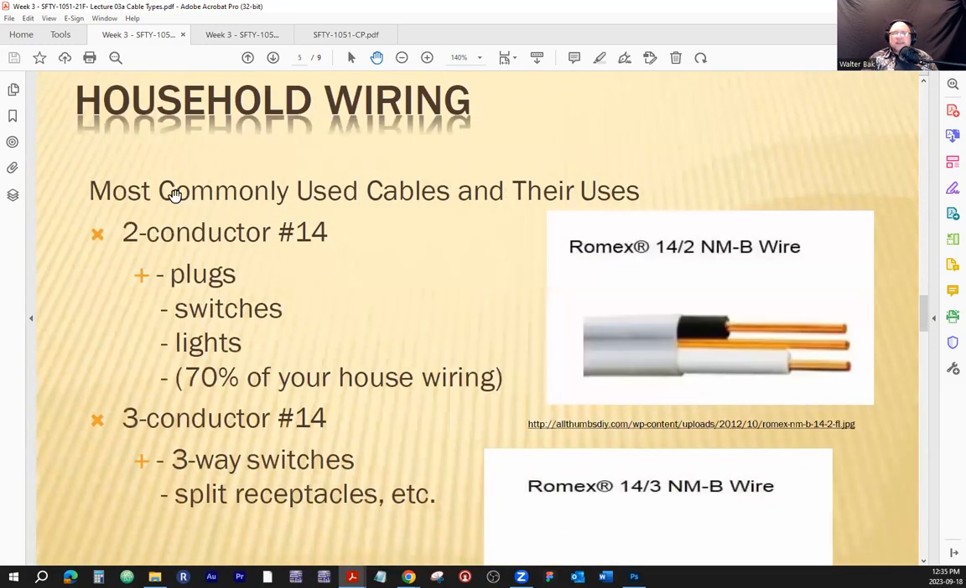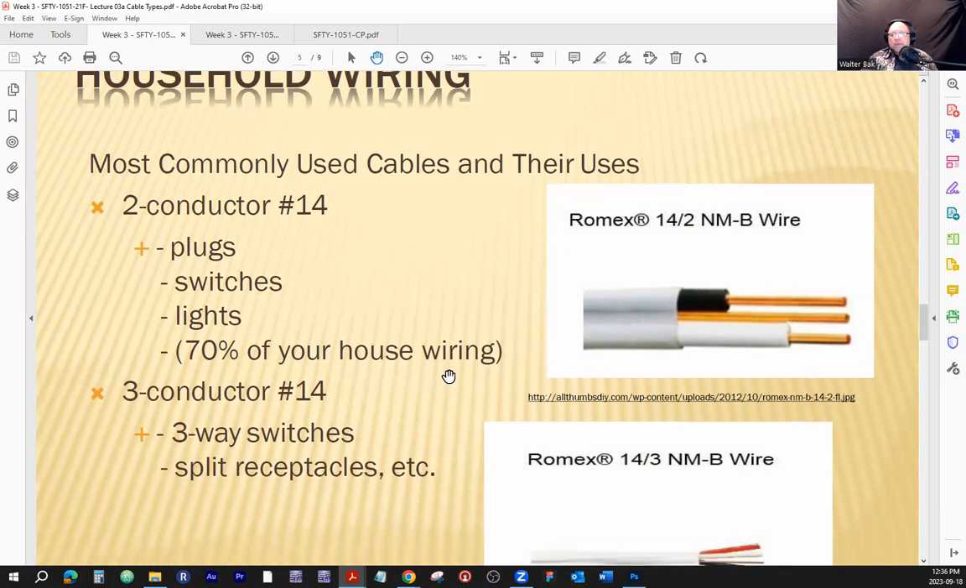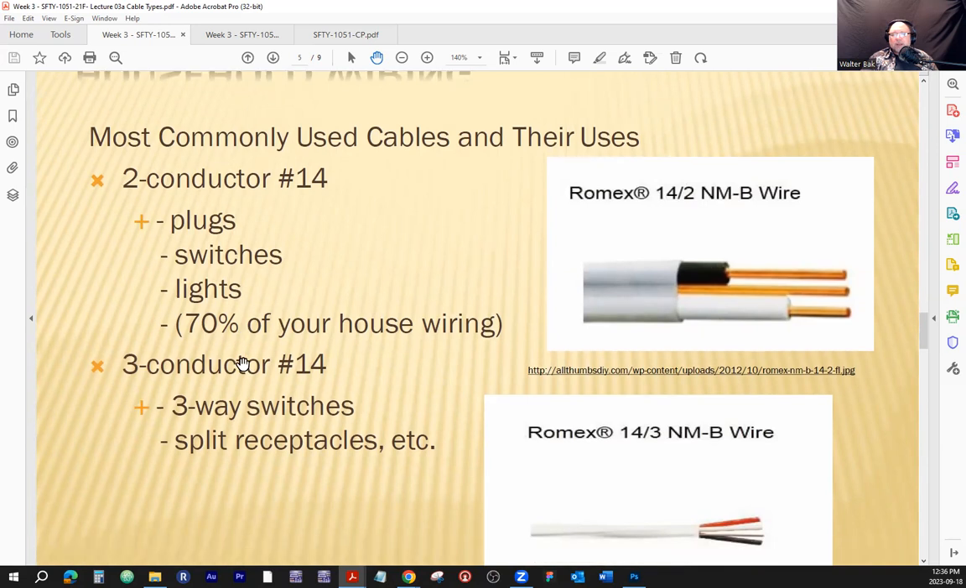All right, most commonly used cables and thickness uses. Here's 14-2, mostly used for regular plugs, switches, and lights. It's pretty much 70% of household wiring. That's what it looks like, of course, 14-2. Now, 3 conductors, 14-3.